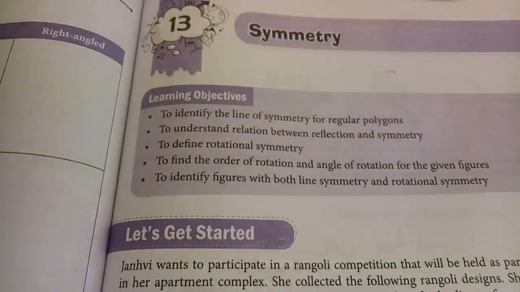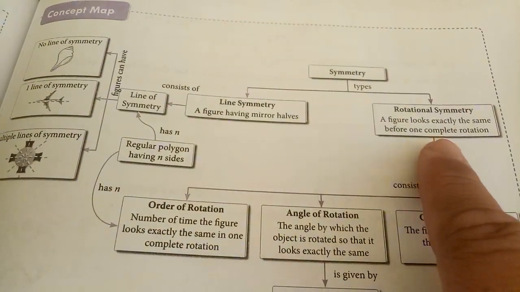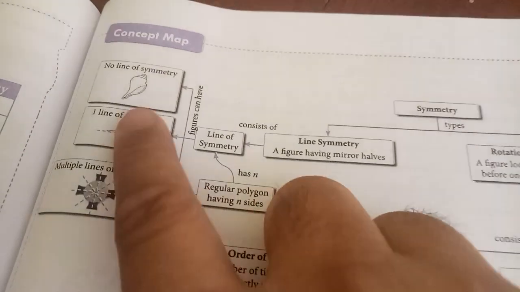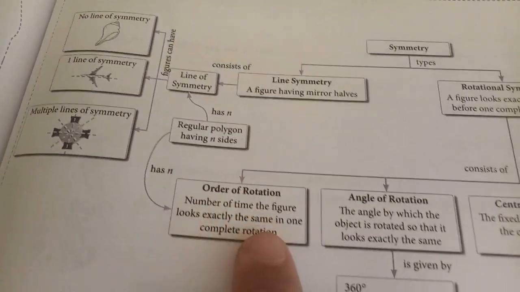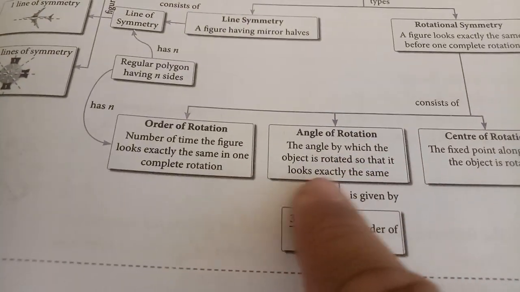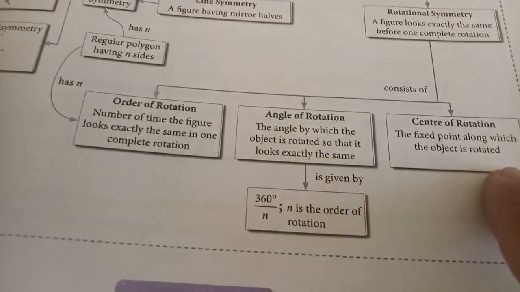Chapter 13, Symmetry. Line symmetry: a figure is the same when reflected in a mirror. Rotational symmetry: the figure looks exactly the same after rotation, for example by 180 degrees. Line of symmetry cuts the figure in the middle; a figure can have no line of symmetry, one line of symmetry, or multiple lines of symmetry. For a regular polygon with n sides, the order of rotation equals the number of lines of symmetry. Angle of rotation is the angle by which the object is rotated to look exactly the same, 360 divided by n, where n is the order of rotation. Center of rotation is the fixed point about which the object is rotated.